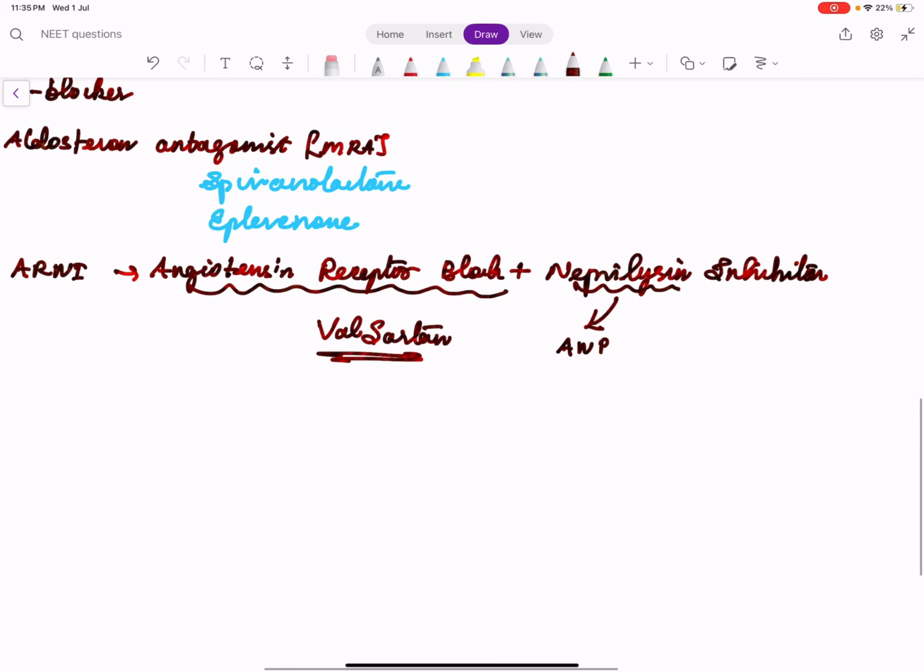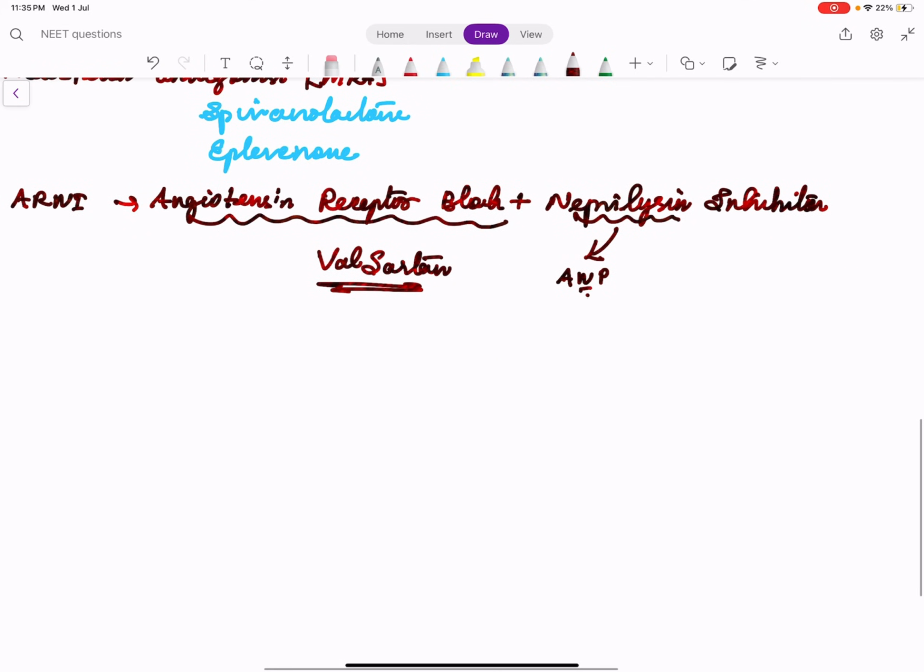Natriuresis is the process by which sodium is excreted from the body, which is doing good to the body by reducing blood pressure and volume overload. So when neprilysin gets inhibited, ANP is not destroyed, so ANP increases. When ANP increases, again it is doing good to the body. One example of a neprilysin inhibitor is sacubitril.